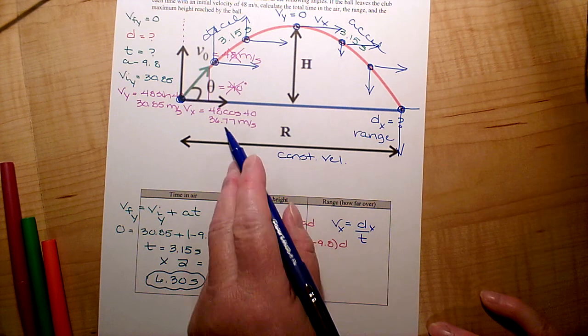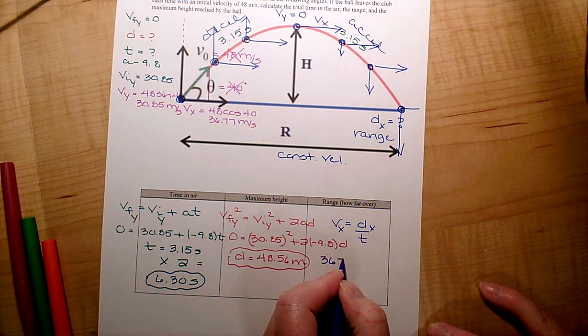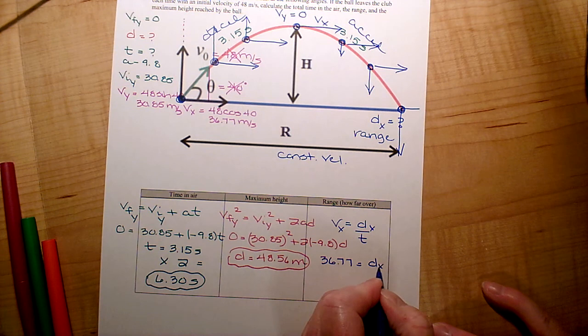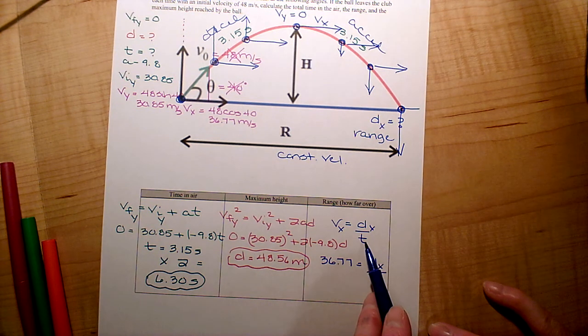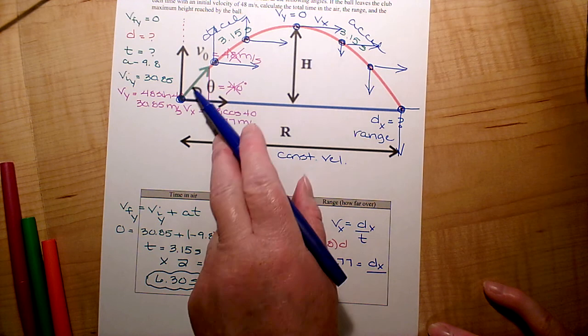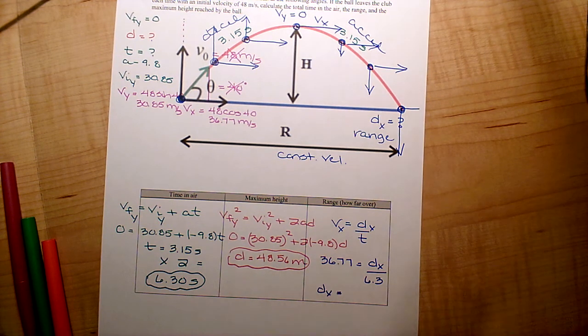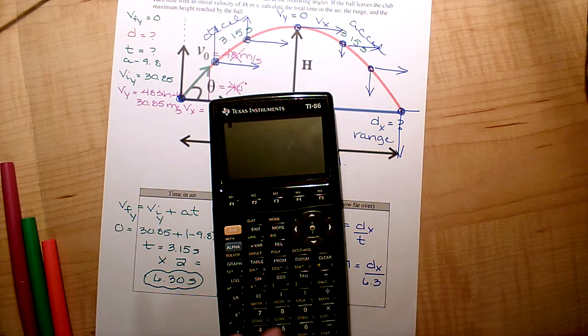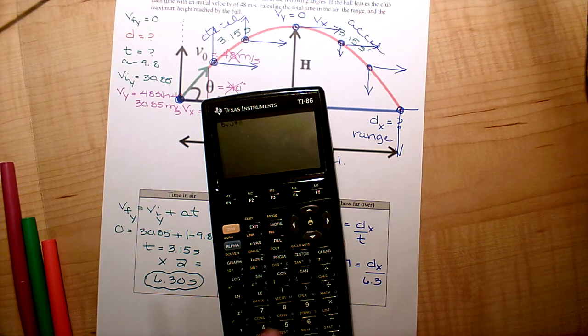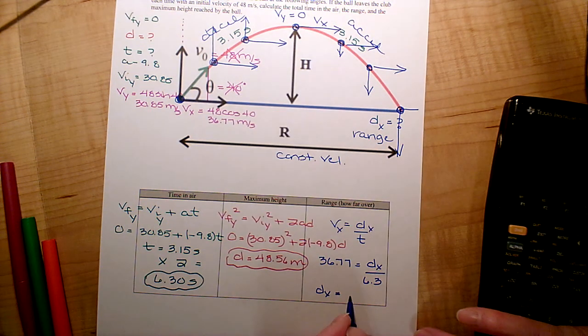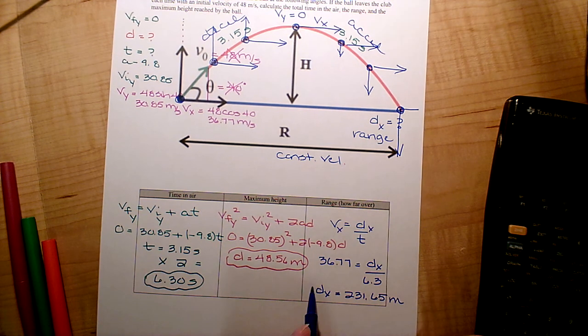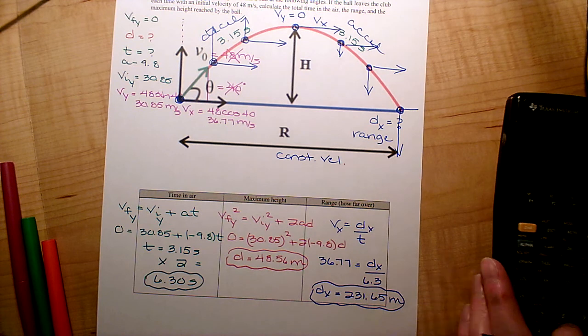So what is the velocity in the x direction? 36.77. I'm looking for dx, that is the range. And how long is the golf ball in the air? That time needs to be the time up and the time down, which is that doubled time that we did over there. So that's going to be 6.3. All right, so we have 6.3 times 36.77, and we get 231.65 meters. And we'll box that.